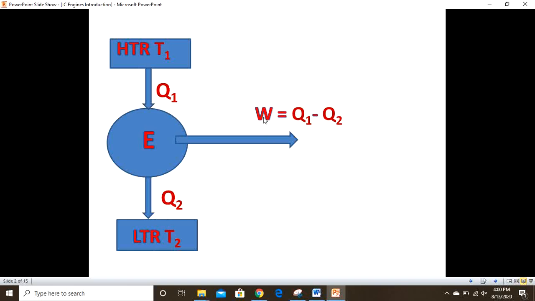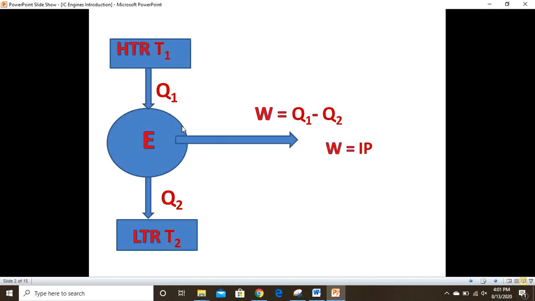Here you can see that the amount of work done is equal to Q1 minus Q2, that is, the amount of heat energy absorbed minus the amount of heat energy rejected. Therefore, if the amount of heat energy rejected to the exhaust or sink is reduced, then your IC engine efficiency will increase.